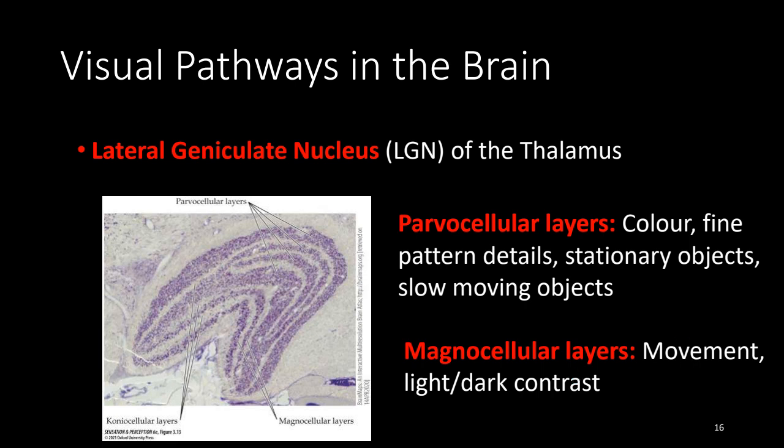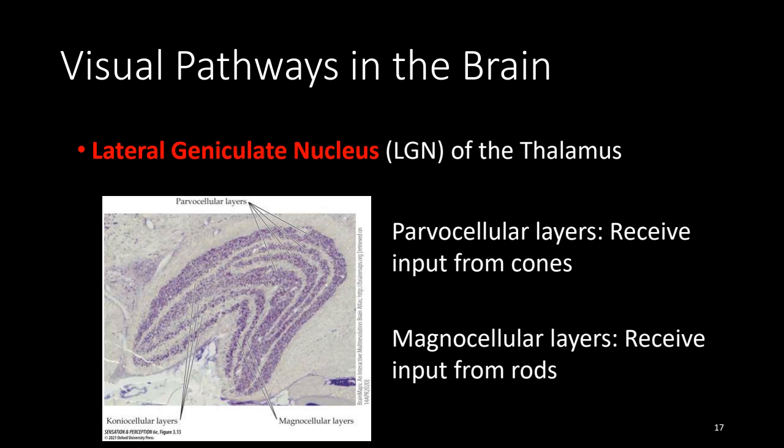So not surprisingly, the magnocellular layers and parvocellular layers do receive information differently from the rods and cones. So the parvocellular layers receive input from the cones, and the magnocellular layers receive input from the rods. So parvocellular layers receiving input from cones, magnocellular layers receiving input from rods. Not surprising considering the different aspects of the visual scene that these layers are responsive to.